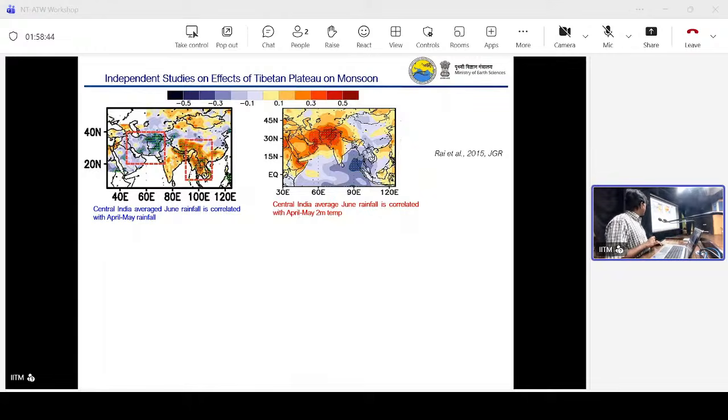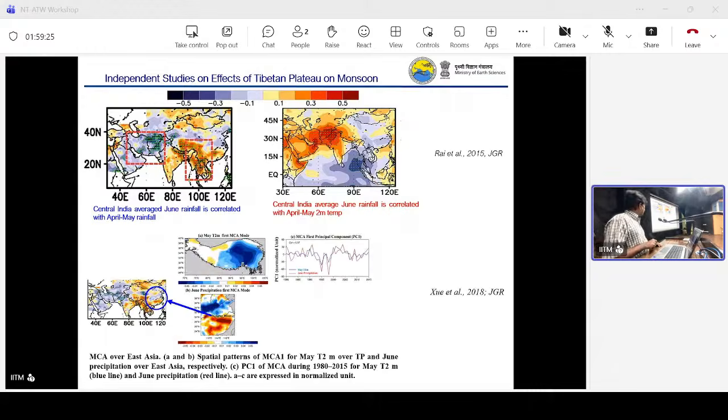So we take the central India rainfall of June and then correlate it with the rainfall everywhere in April, May. So spring rainfall everywhere is correlated with June rainfall of central India. What you see here is very strong correlation over this region, the northwest part. This is Afghanistan, Iran, all those regions, the heat low region, and then you have positive correlation. If you see the temperature, central India rainfall of June correlated with April, May 2-meter temperature everywhere, you have very strong positive correlation. Okay, so this gives some kind of variability in the first phase of monsoon. That was one work by Rai et al.